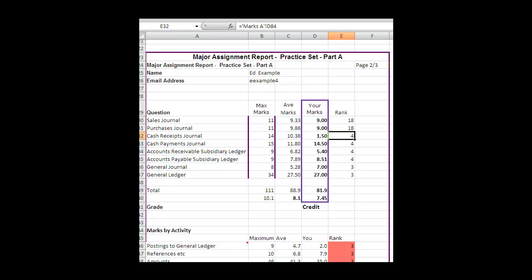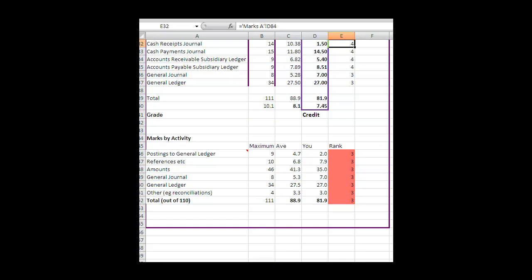Now the next part of the report will help you look at those items in line with some functional areas. So here, posting items to the general ledger. The maximum mark was 9 marks available for posting items to the general ledger. The average was 4.7, so people were not so good at this. If there's an area that needs attention, see what mark you got and where you ranked, and again we're talking 25, 26, I'm not sure.